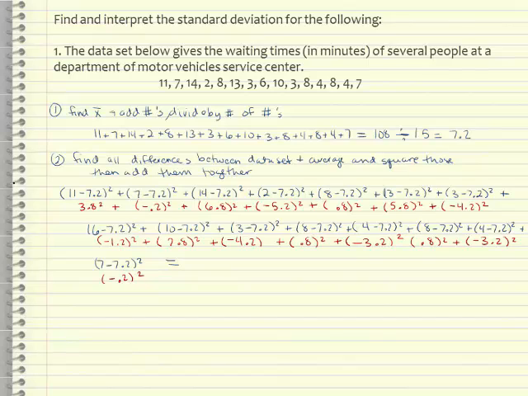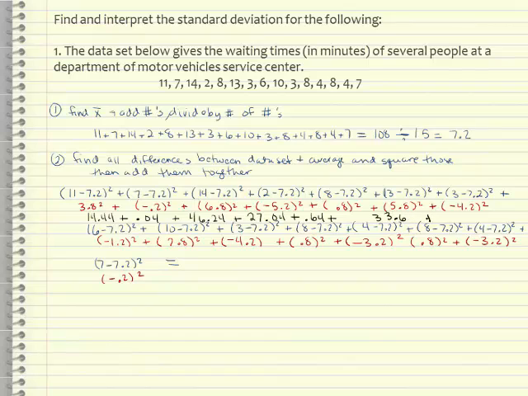So 3.8 squared is 14.44. Negative 0.2 squared, it's a negative times a negative, so that's a positive 0.04. 6.8 squared is 46.24. Negative 5.2 squared, again, negative times a negative. These will all be positive when you square them. So I'm just going through and I'm squaring everything.